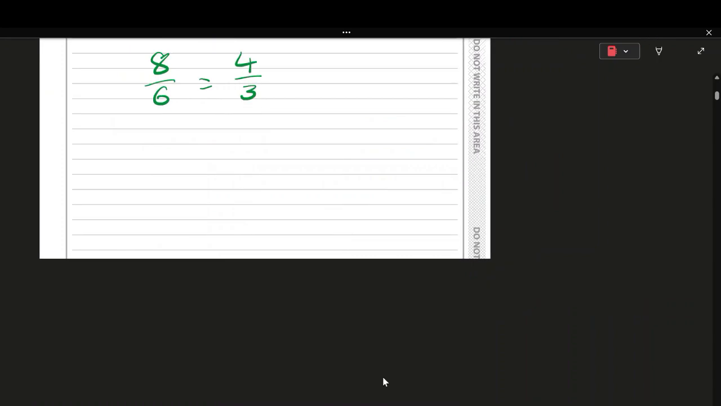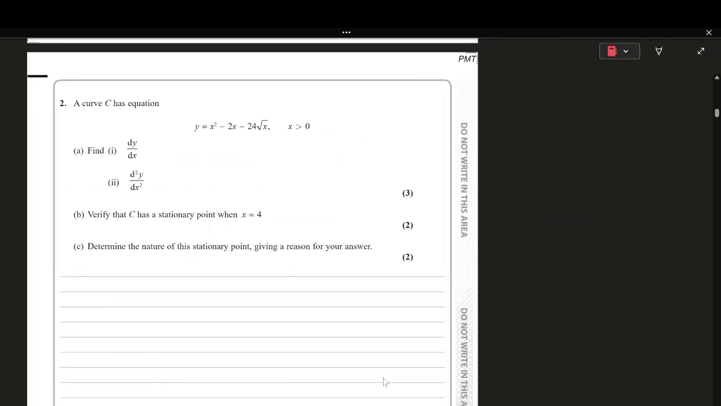Okay, so moving on to question 2. Question 2: it has a curve C with equation y equals x squared minus 2x minus 24 root x, and x has to be greater than 0. Part A, find dy by dx.